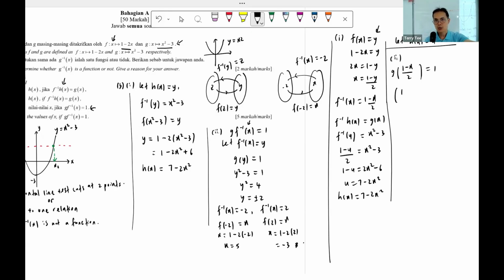What's your g? 1 minus x over 2, squared, minus 3 equals 1. This is your g(x), can you see here? So bring the 3 over: 1 minus x over 2, squared, equals 4. Square root 4 is plus or minus 2. 1 minus x is minus 4, or 1 minus x is 4. Bring over, x is 5 or negative 3.